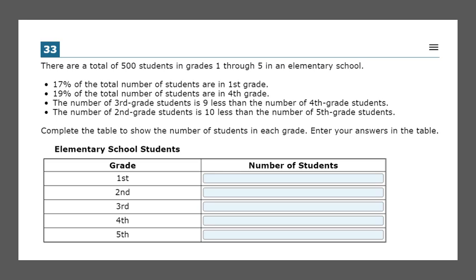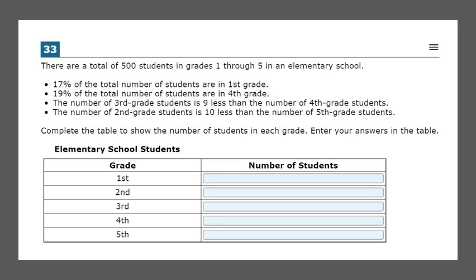All right, last problem here looks similar to another problem that we covered, and that was when we filled in the table with the dog park. So if you go back a few minutes, you can see how we attacked that table problem. This one says there's a total of 500 students in grades 1 through 5 in an elementary school. 17% of the total number are in first grade. 19% of the total number are in fourth grade, so on and so forth.